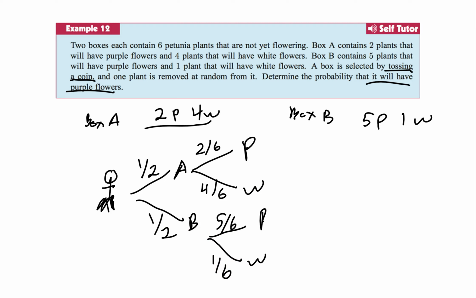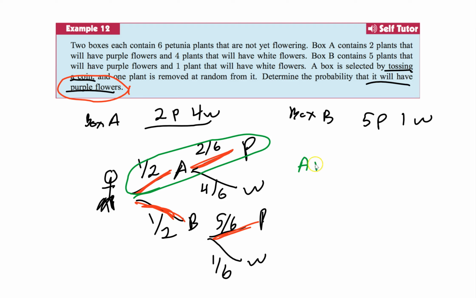Now remember what we're looking for is the odds you can get a purple flower. So this is slightly different than last time. It's a little more complicated. There's 2 ways to get a purple. You could select box A and get a purple, or you could select box B and get a purple. When this happens, it's actually a very easy mathematical concept. All you do is you multiply these together, like we did before.